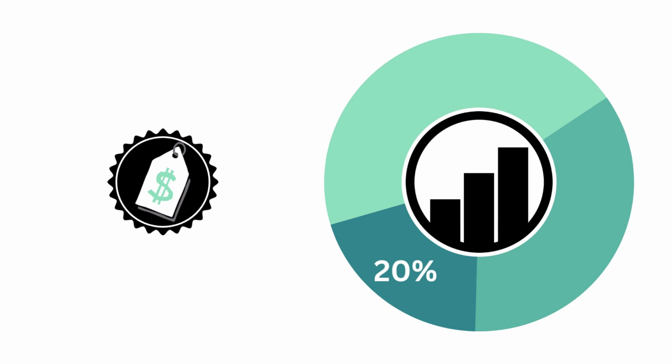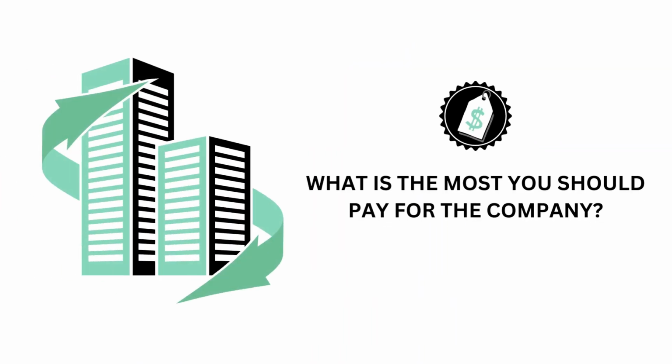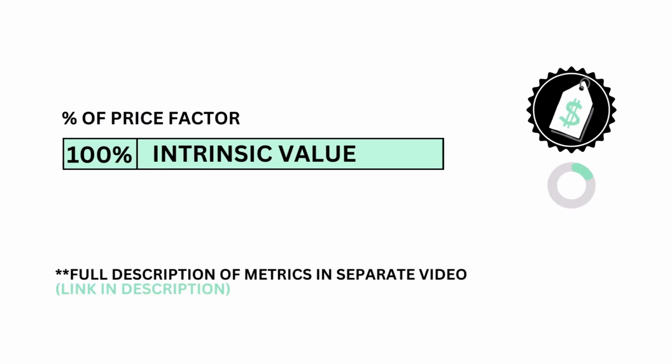Let's then look at the price. The price factor accounts for 20% of the analysis. The price asks the question, what is the most you should pay for the company? The price factor consists of only one metric, the intrinsic value.